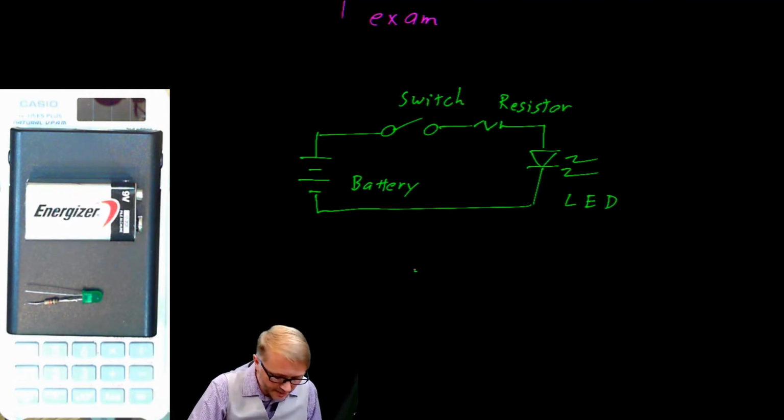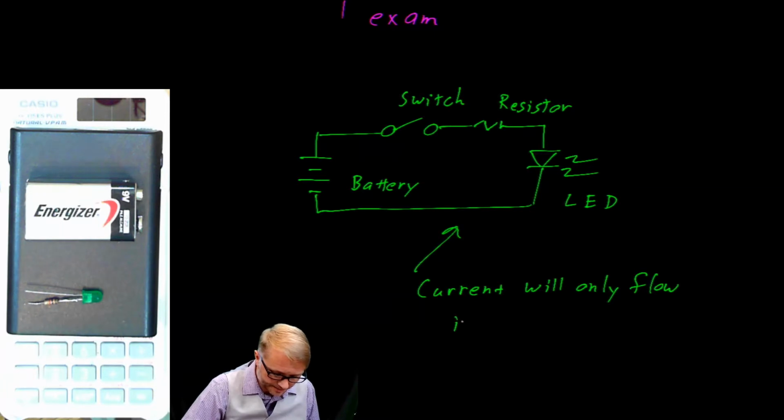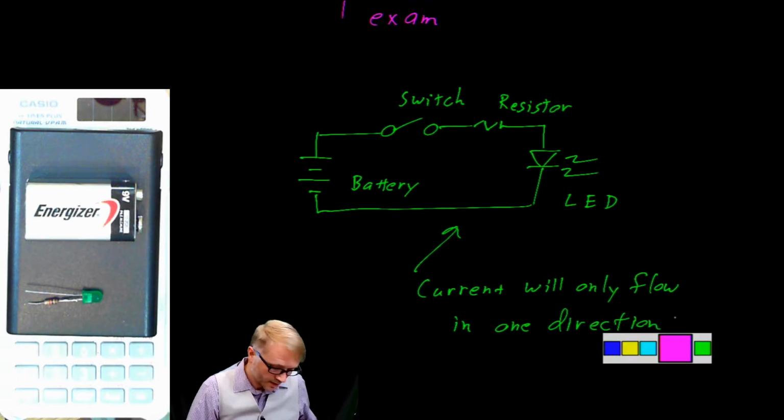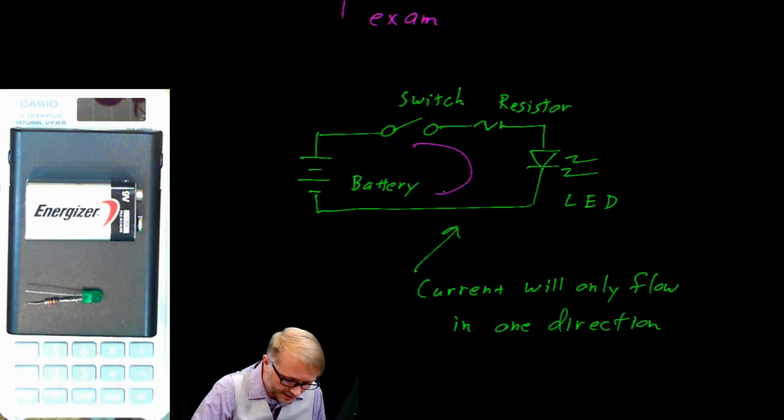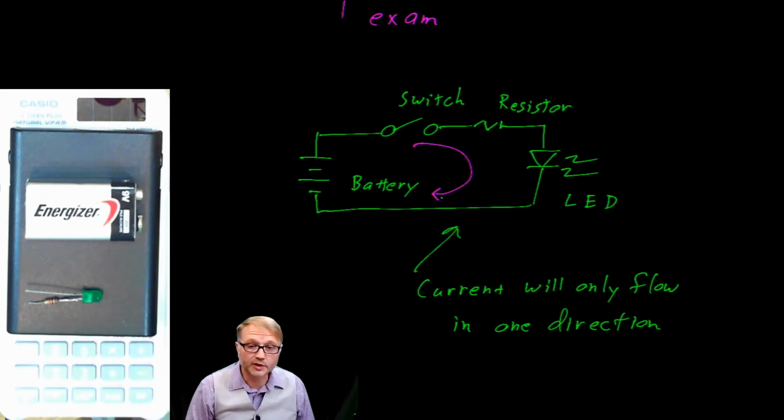And we made some statements about the polarity, and we said that current will only flow in one direction. And you might draw that on the schematic like this, where we would say that the current flows in a circle.